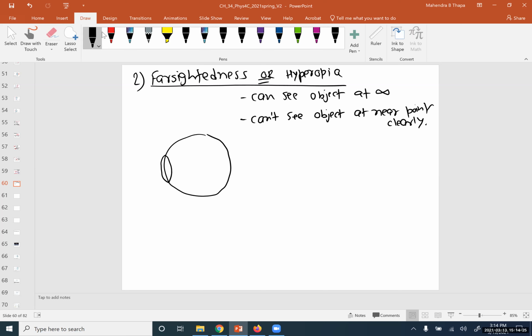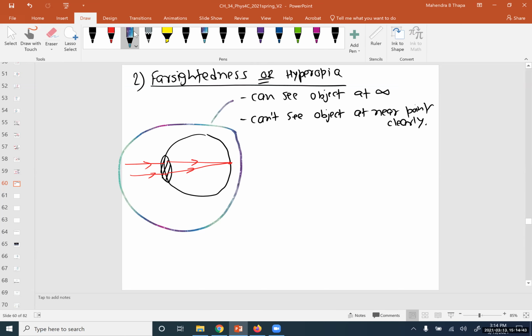I'm just talking about the eye lens. In this scenario, rays coming from infinity will meet on the retina. So this means the person can see the object at infinity. Okay, let's draw the picture again. So this is my eye lens, this is my principal axis. Say the object is situated at the near point.